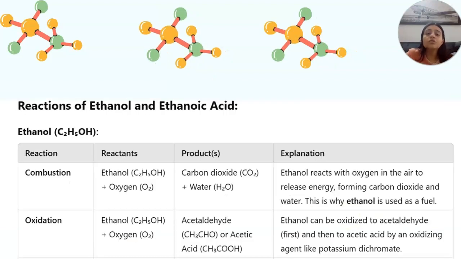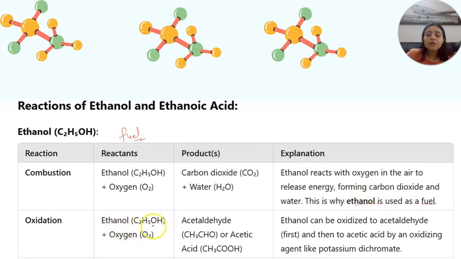Now we'll talk about the reactions which take place in ethanol and ethanoic acid separately. We will keep comparing the chemical properties of these compounds. First we will go through combustion. When ethanol goes through combustion, or reacts with oxygen, carbon dioxide and water are formed. That is the simple equation we have learned in fuels as well. So ethanol is used as fuel.